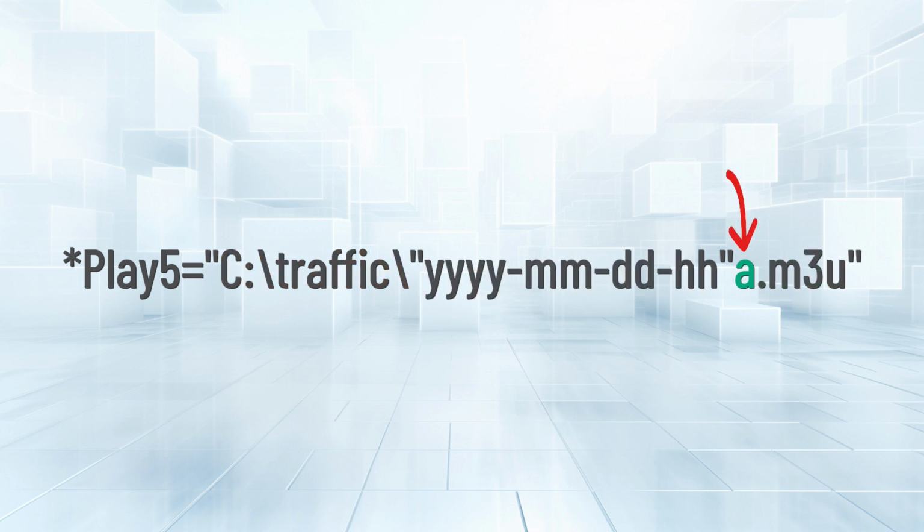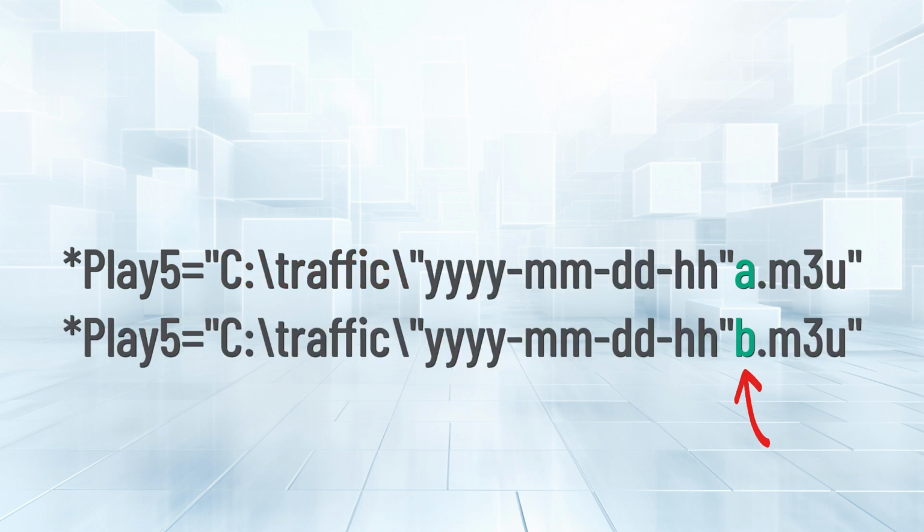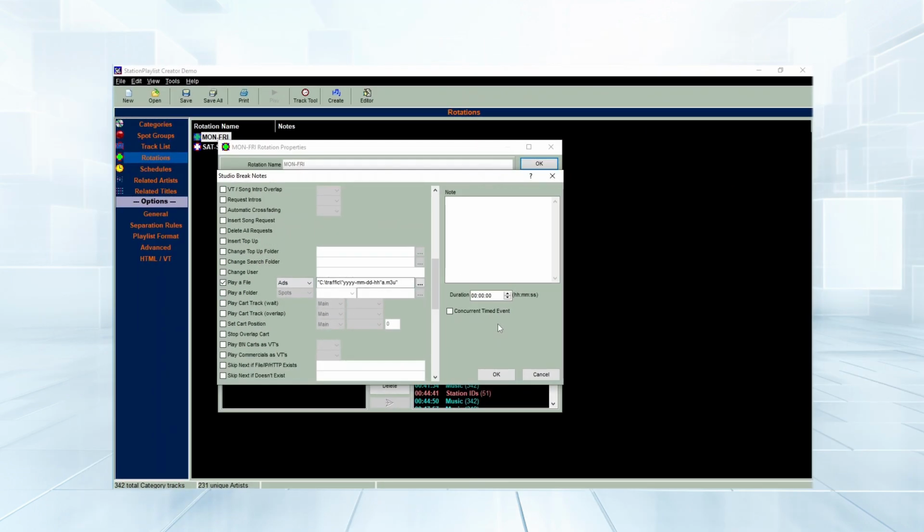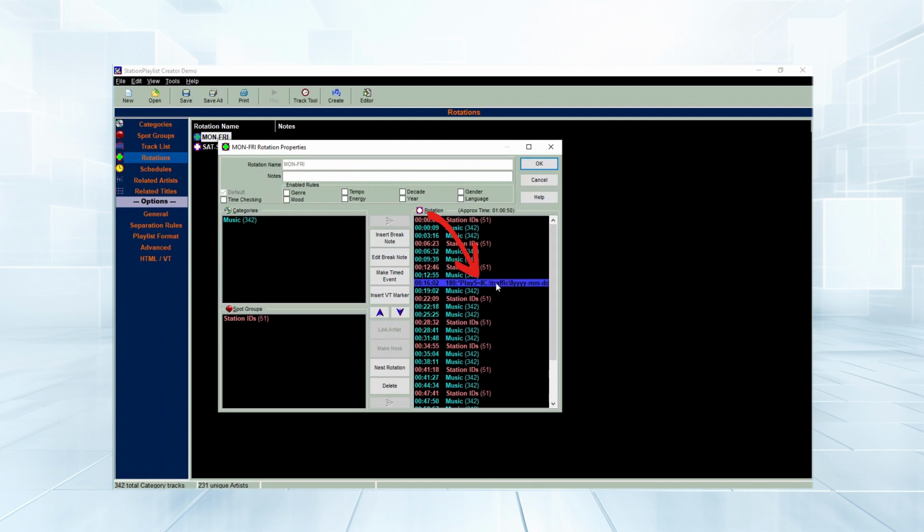The letter A stands for the first break, B for the second, and so forth. To help Creator in calculating the rotation duration, input the expected commercial break duration. Remember, AdMaster cannot directly talk to Creator to update this with real values. Hit OK to save these changes, and your first commercial break has now been inserted to the rotation.